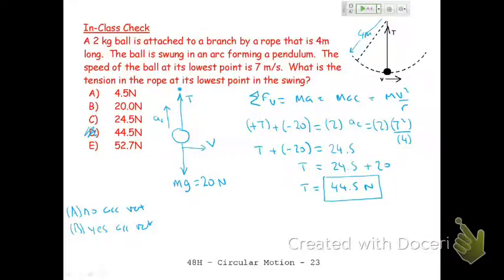Let's think conceptually for a minute. If it was just hanging there, not swinging, just hanging there, what would the tension be? The normal force. 20 newtons. It's also going in a circle. So the tension has to do two jobs. It has to support the weight and it has to supply the force to provide the centripetal acceleration.